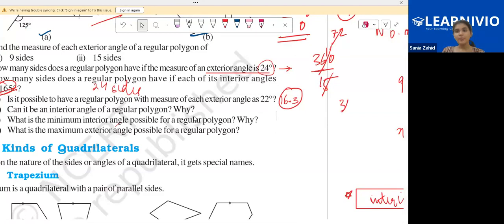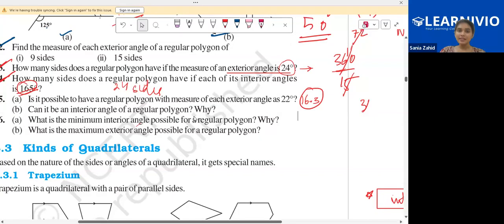Right? Now next is, can it be an interior angle of a regular polygon? So for the interior angle, what will you do? What will be the exterior angle, Duhaa, if 22 degrees is the interior angle? So what will be the exterior angle? It will be 22 plus x equals 180. Very good. Then when we find the exterior angle, we divide it from 360. Good. So do the B part also.